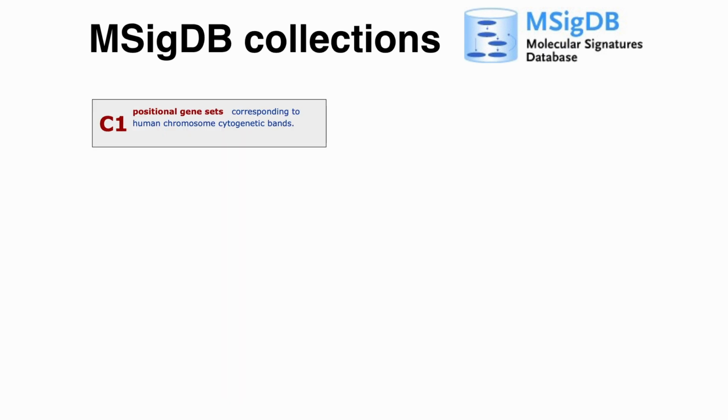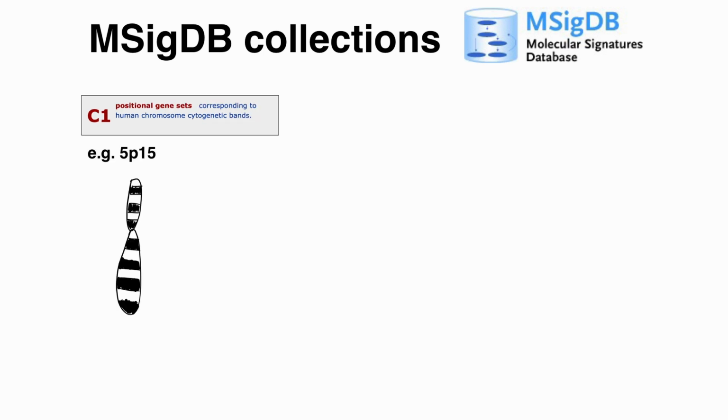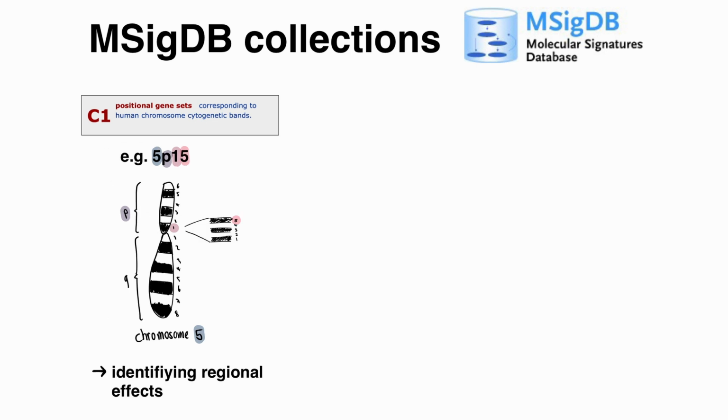C1 are positional gene sets. The gene sets are named 5p15, for example. This means that all genes of this set are from the 5th chromosome on the short arm, P stands for petite, in region 1 and band 5. These cytogenetic bands can be useful for identifying effects related to chromosomal deletions or amplifications and other regional effects. So if genes of close gene sets are all up or down regulated, it might be a sign that there is a problem in a specific region of a chromosome. An exemplary condition is the Cri-du-Chat syndrome, where deletion on 5p15 took place.